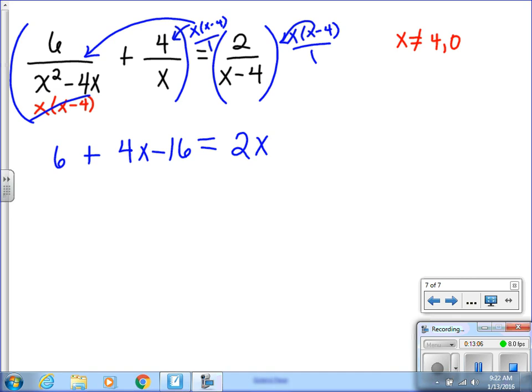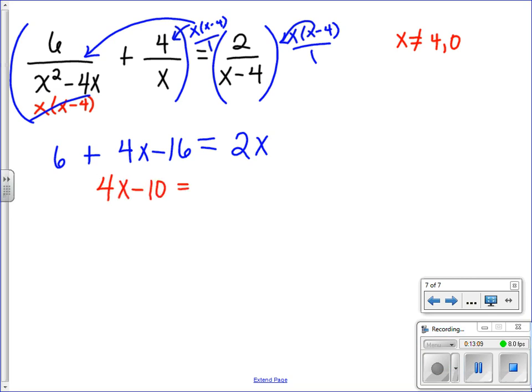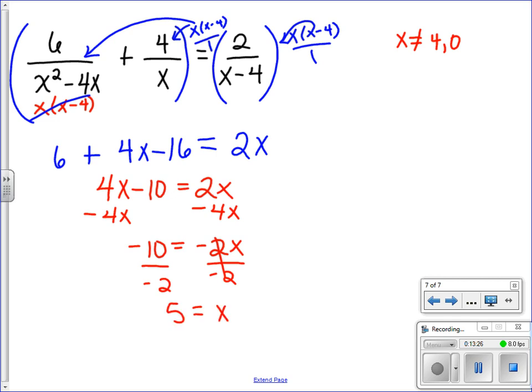This turns into what? 4x minus 10 equals 2x. So then what? Subtract 4x. And I have a negative 10 equals a negative 2x. So I have a negative 2. And what does x equal? 5, which is correct. The exact same answer we got on the other one. Okay, so 2 methods that will get you to the same answer. It depends on which method you like better. Okay, which one do you want to do? But 2 methods to get the exact same answer.